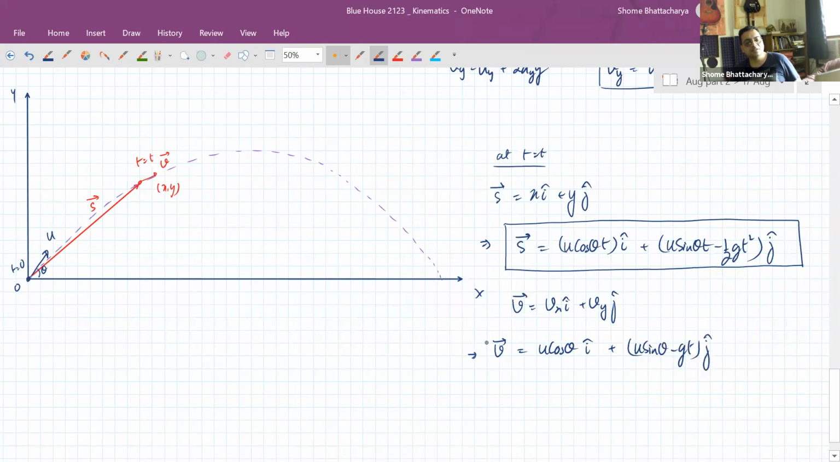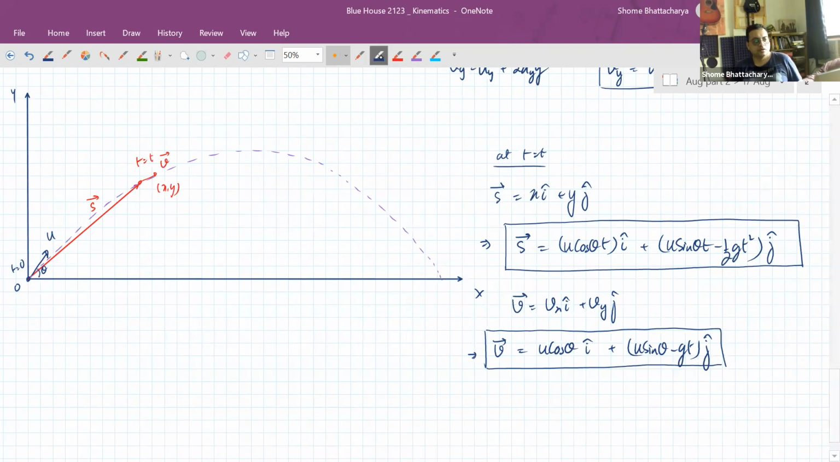So these two equations are the same as the above four equations actually. But because they are vector equations with two components, now you're writing those equations in the form of two vector equations instead of four scalar equations: x as a function of time, y as a function of time, vx as a function of time, and vy as a function of time. Now we are just writing it as two vectors.